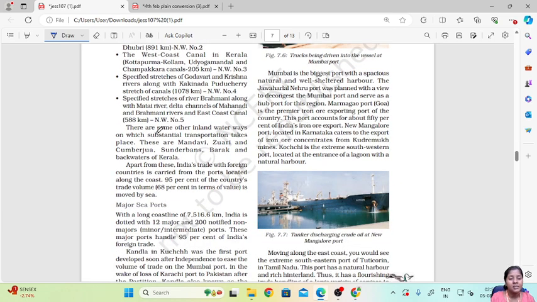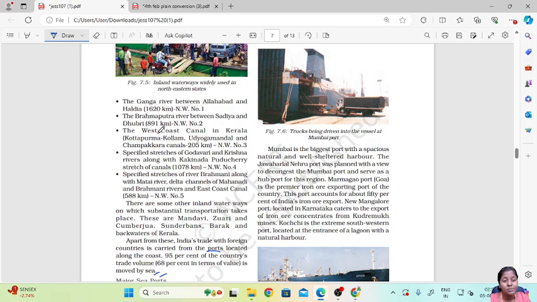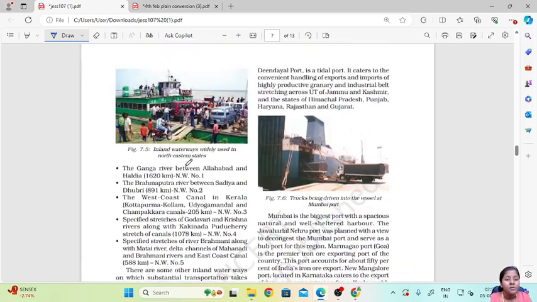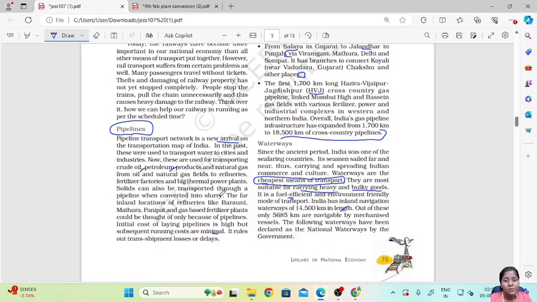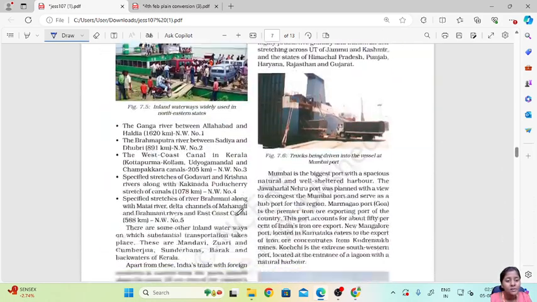There are some other inland waterways on which substantial transportation takes place, like Mandovi, Zuari, Cumberjua, Sundarbans, Barak and the backwaters of Kerala. India's trade with foreign countries is carried from ports, where export and import take place. 95% of the country's trade volume is moved by sea. Since waterways are the cheapest mode of transport, we can carry a lot of bulky goods and heavy materials.